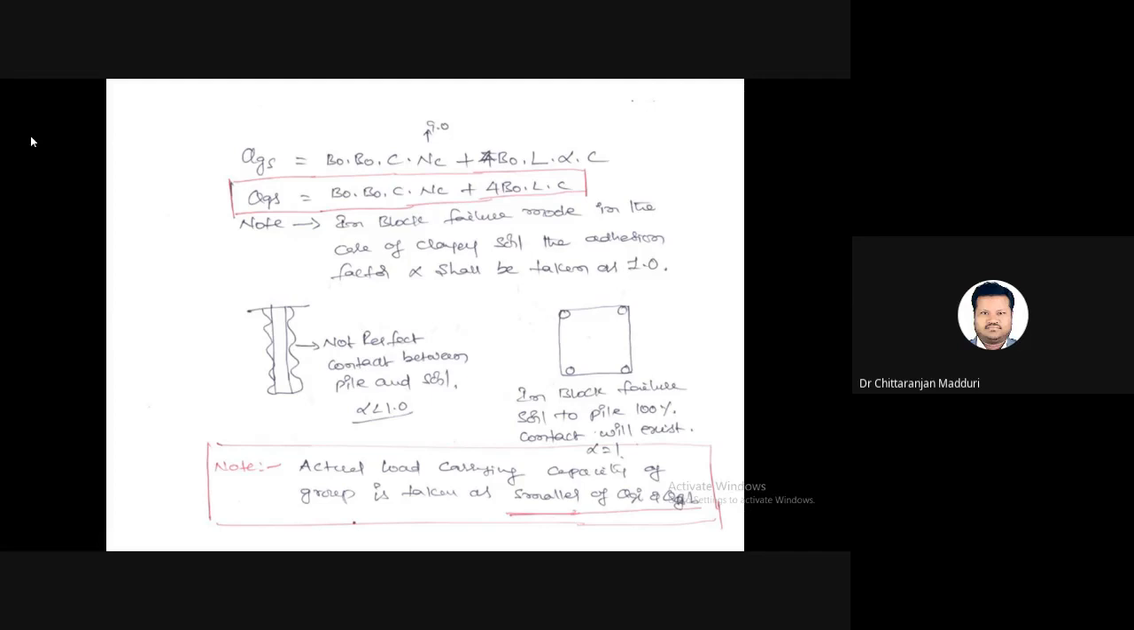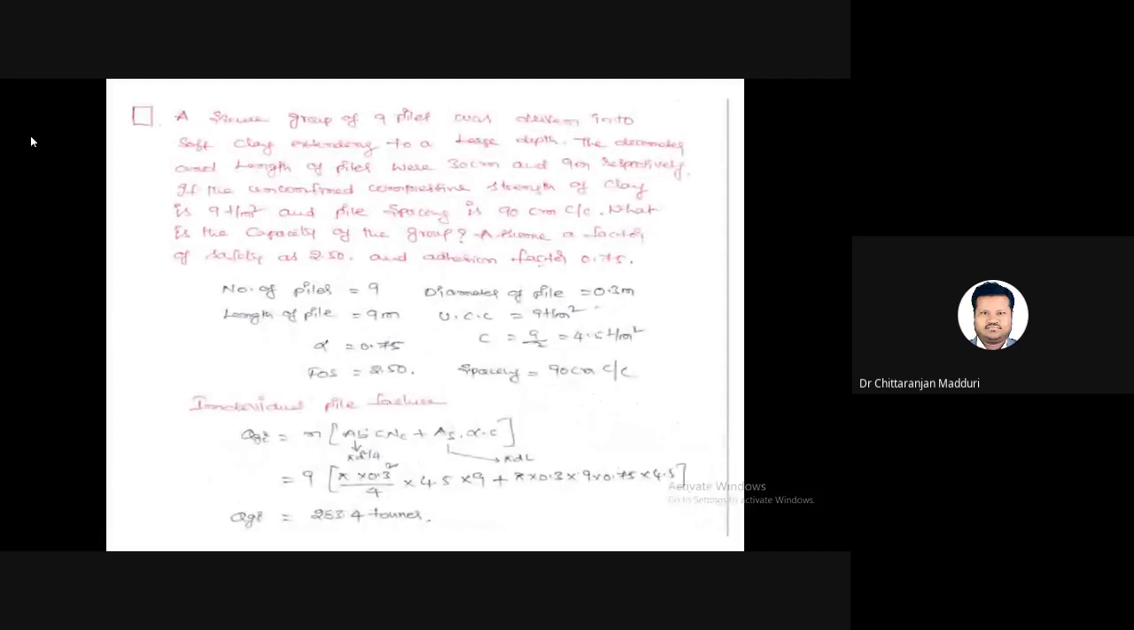So QGI and QGB. In between these two, which one is lesser? That we need to consider as the ultimate load carrying capacity of the group. So safe load is equal to ultimate load carrying capacity of the group divided by factor of safety.